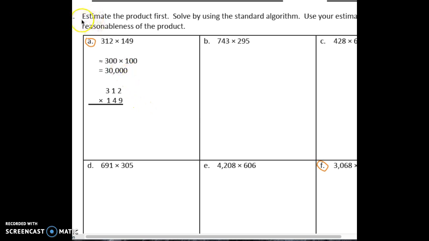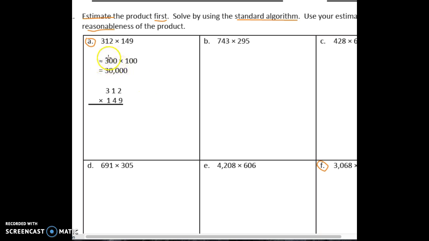What it's telling you to do this time is estimate first. And then it's telling you to solve using the standard algorithm. That way you're able to check how reasonable things are. That's why you're using your estimate. It's not on your screen fully, but it says use your estimate to check right here.